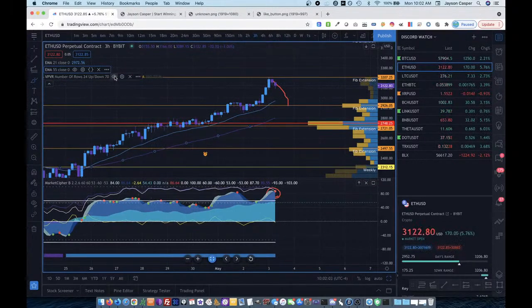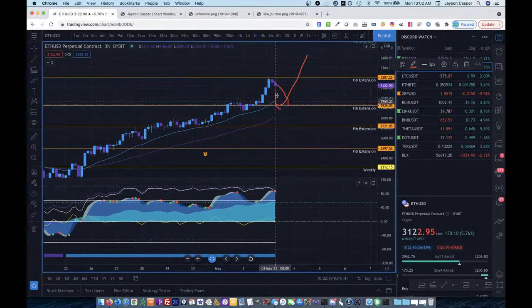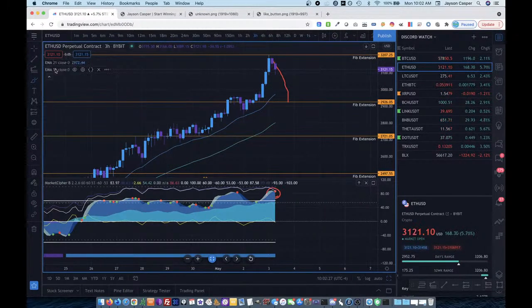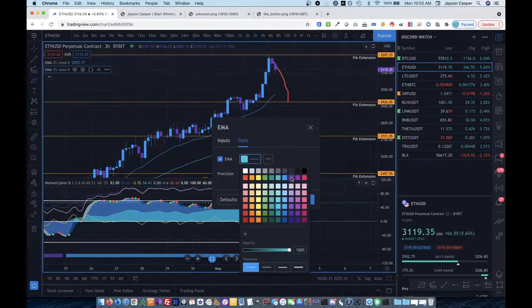Ideally, what I would love to see, not saying it's going to happen because things are hot and heavy, guys, and sometimes it's hard to get that train to stop when it's rolling down the rails. But if we come down and test this 21 EMA, get a nice little bounce off of the EMA plus this fib level, this would be a great place to enter a long position. Oh no, hang on, guys. I turned my EMA from purple to green, and I just can't have the green on the chart. I cannot.